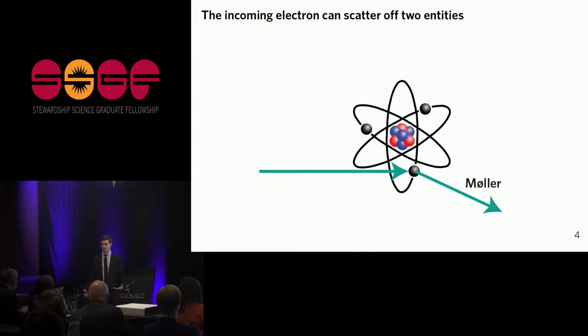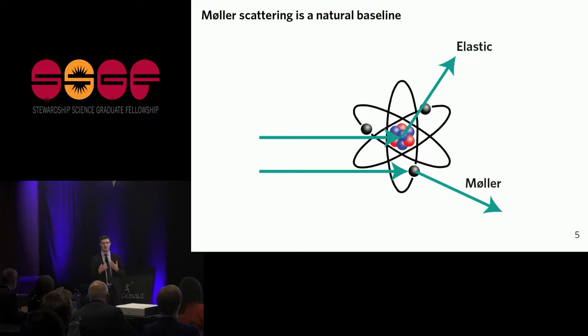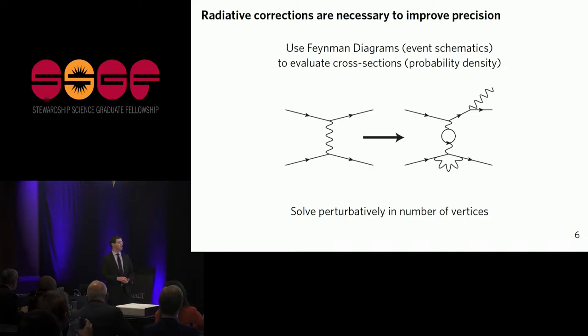Møller scattering is a natural baseline for studies of the nucleus using electron scattering, because you're trying to measure some really complicated interaction between the electron and the nucleus, and you may not know exactly how many atoms are in your target, you might not know exactly how many electrons are in your beam, but you know exactly the ratio of electrons in your target to nuclei in your target. So that's a really nice normalization process. This all means that you need to understand that electron-electron interaction really precisely.